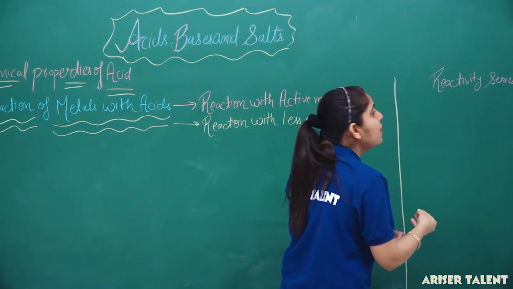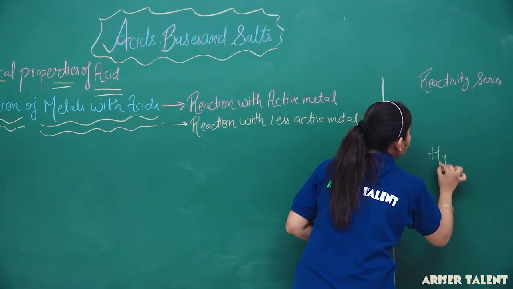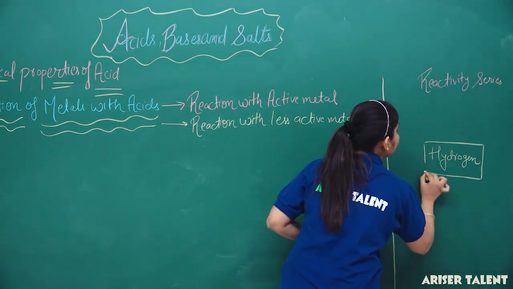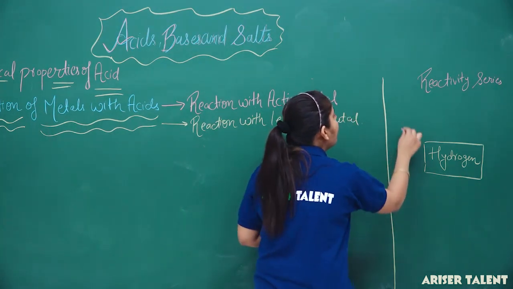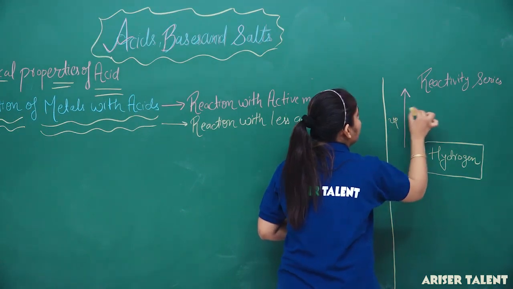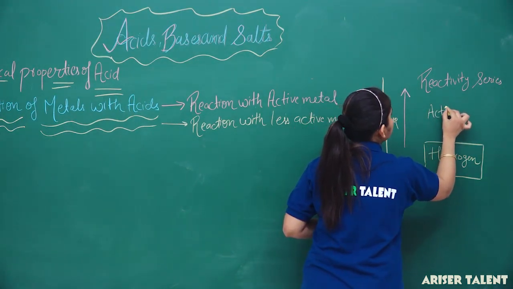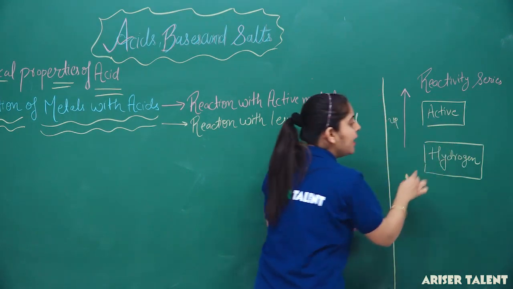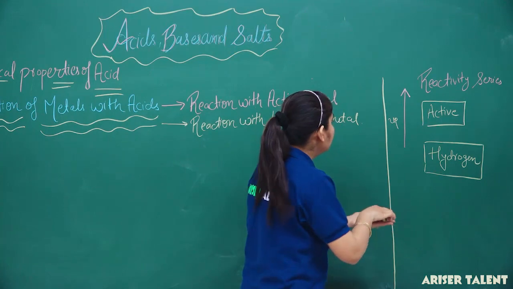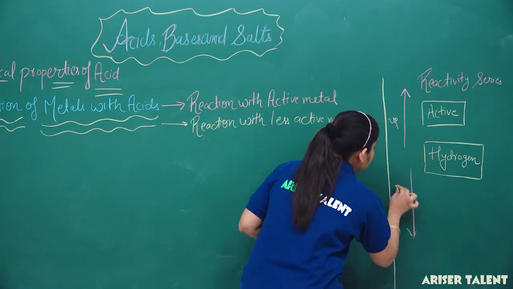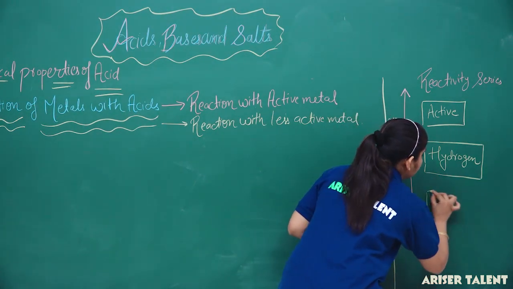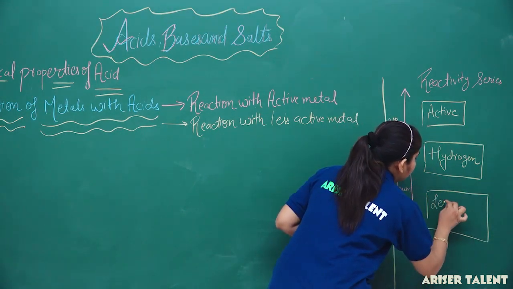What happens in case of the reactivity series? We have hydrogen as a standard. If I am comparing the metals with hydrogen, the metals above hydrogen, that is up, are considered as active metals, and the metals below hydrogen will be considered as less active metals. So if we are going down, the metals will be considered as less active metals.